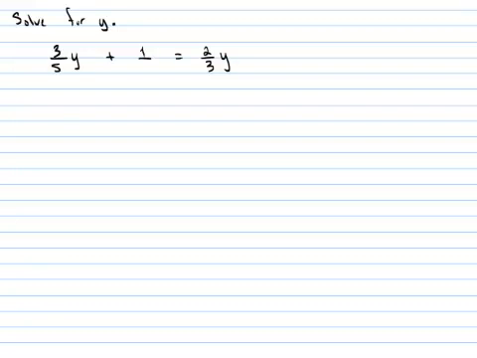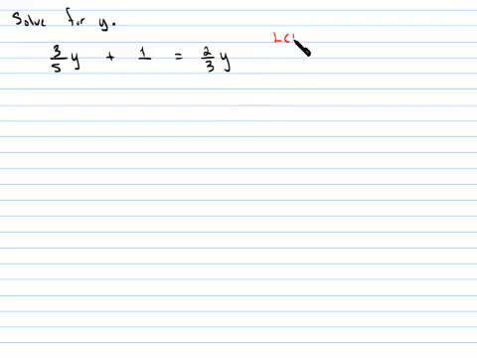Okay, solve for y. 3/5 times y plus 1 equals 2/3 times y. Again, what might look discouraging for a student is just having the 3/5 and the 2/3. So like I mentioned before, let's eliminate those fractions. Let's make those whole numbers. We do that by multiplying by the right number.